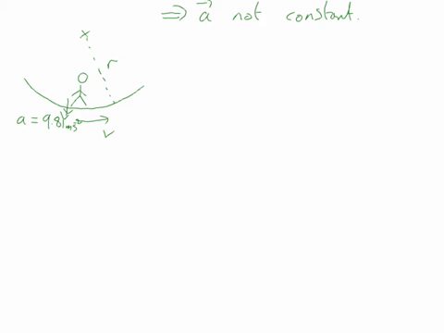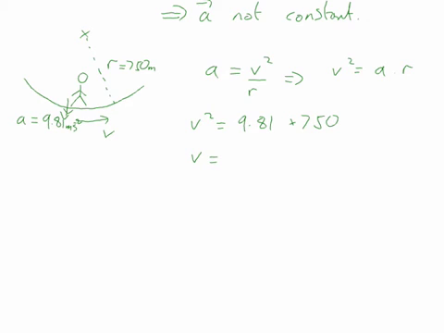So we start with our relationship that we just calculated. A is equal to v squared over r. We're given the dimensions of the space station, so we're told it's got a radius of 750 meters. So we can rearrange this, and therefore v squared is equal to 9.81 times 750. And if you stick these numbers into the calculator, you end up with 85.8 meters per second to the -1.